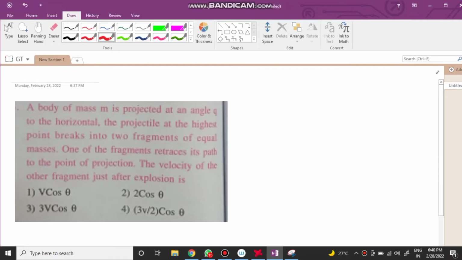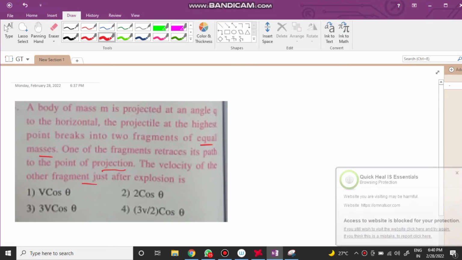Hi, let us see this problem today. A body of mass m is projected at an angle theta to the horizontal. The projectile at the highest point breaks into two fragments of equal masses. One of the fragments retraces its path to the point of projection. The velocity of the other fragment will be.